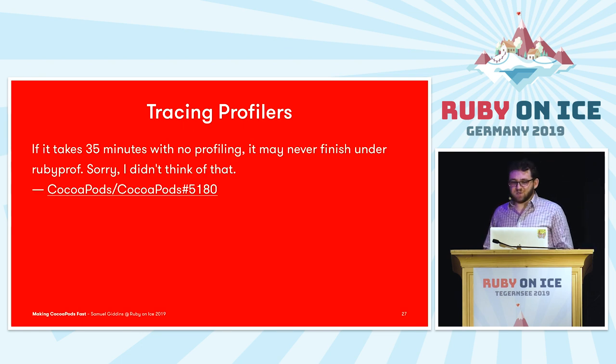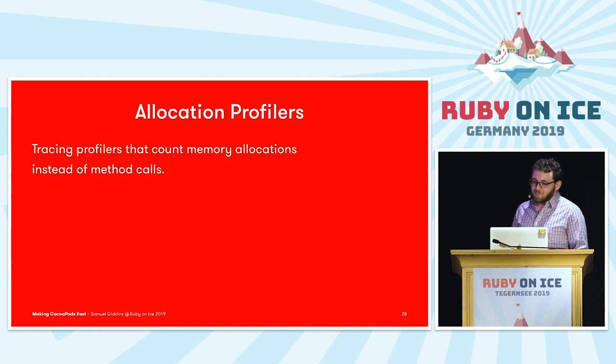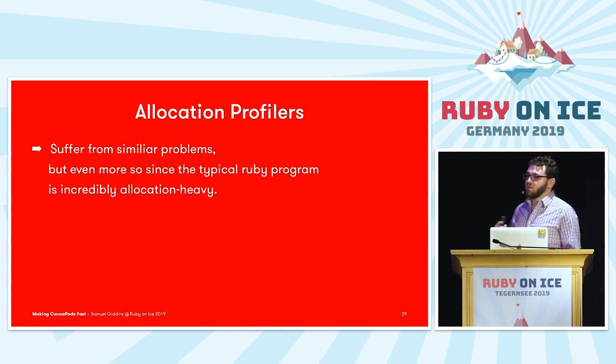Here's an anecdote. Someone asked if they could help look into a performance issue on GitHub, and one of our contributors said, yeah, run Ruby prof, it's great, that's how I found issues. And then about 10 minutes later, he came back and said, you know what, maybe that wasn't the best idea. If it took 35 minutes without profiling, it'll never finish with Ruby prof. Sorry, don't do that. A twist on that is an allocation profiler, which will trace memory allocations instead of method calls. They suffer from the same problems as tracing profilers, but even more so if you're trying to profile a Ruby app, because Ruby really likes to allocate new objects.